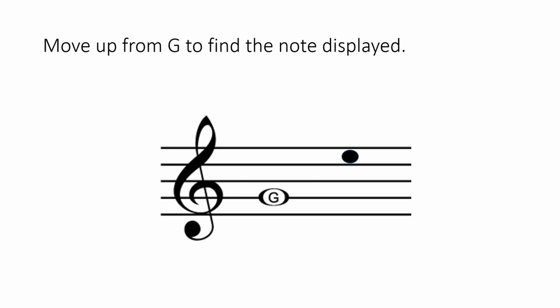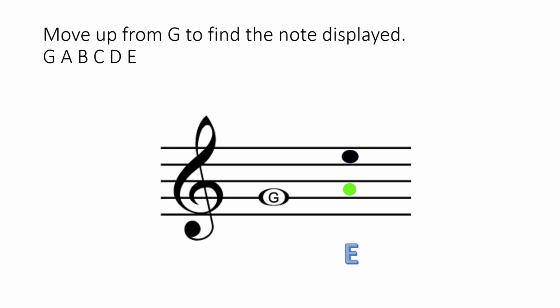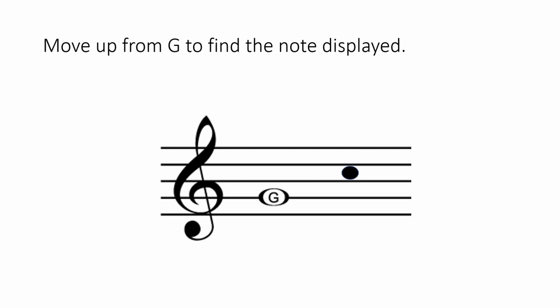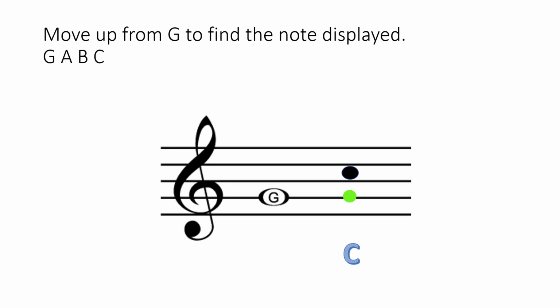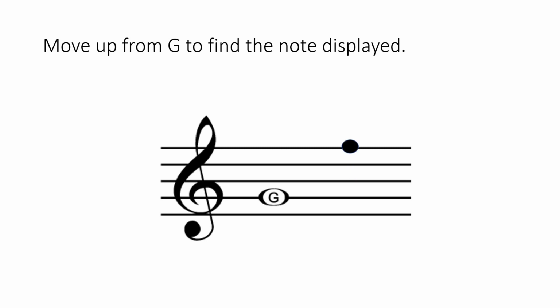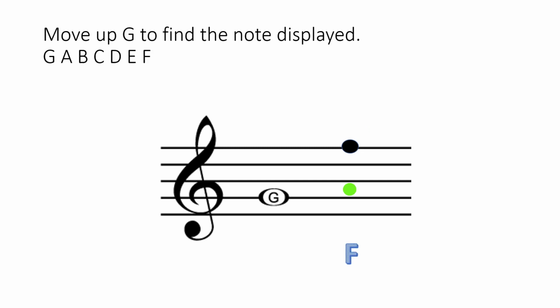Counting upwards from G, line, space, G, A, B, C, D, E. Counting upwards, starting from G, A, B, C. From G, A, B, C, D, E, F.